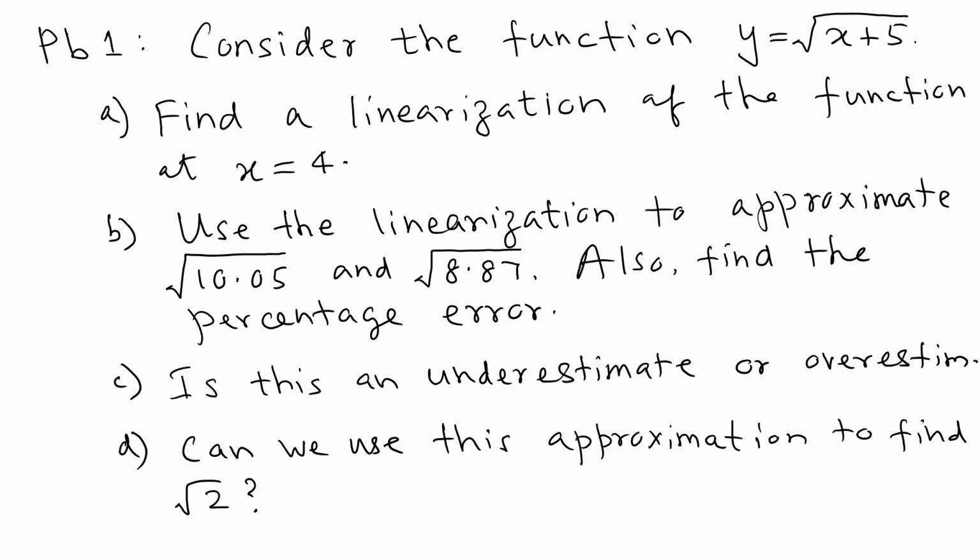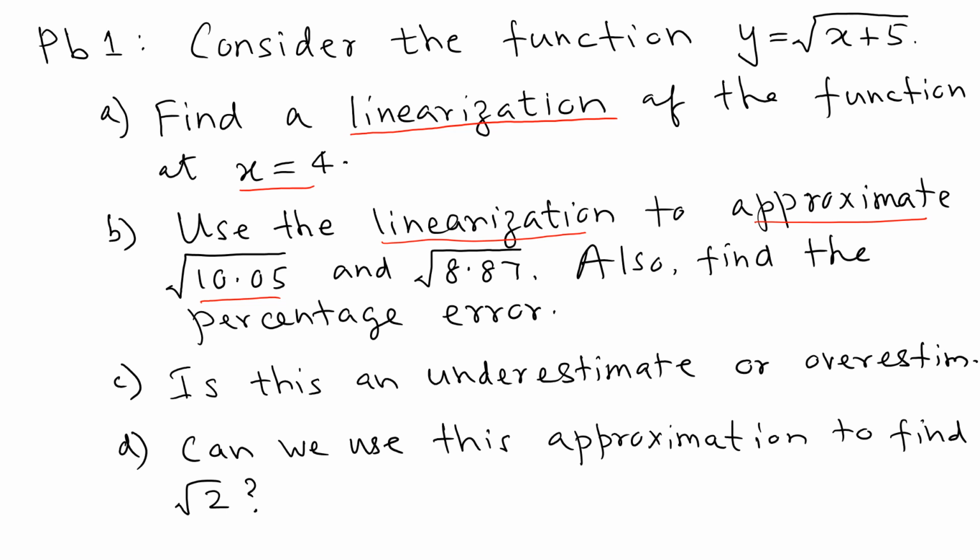So let's look at this problem. This is a nice linearization problem. It says consider the function y equals the square root of x plus 5, and part A asks to find the linearization, or the linear approximation, of the function at x equals 4. Sometimes it says near x equals 4, or at x equals 4, and sometimes you also use a equals 4. That's where you find the tangent line, and then use the linearization to approximate these two values.